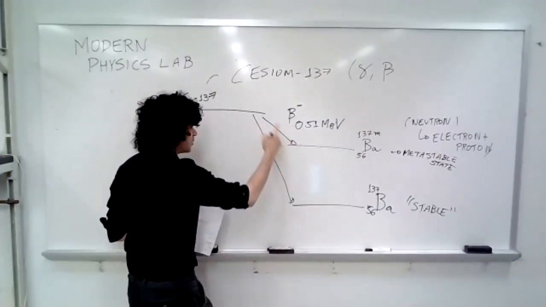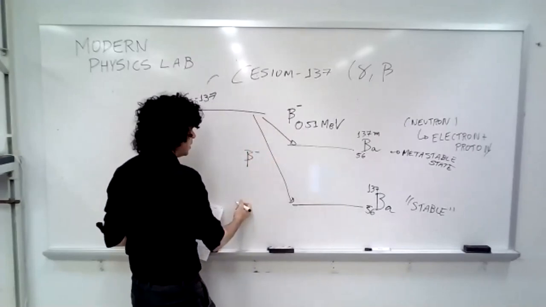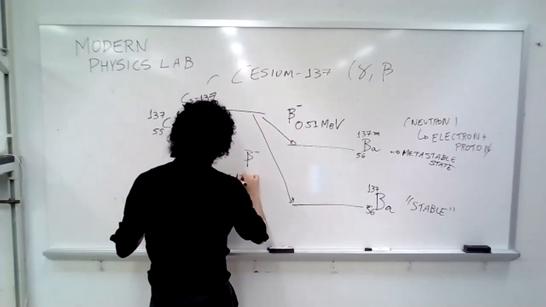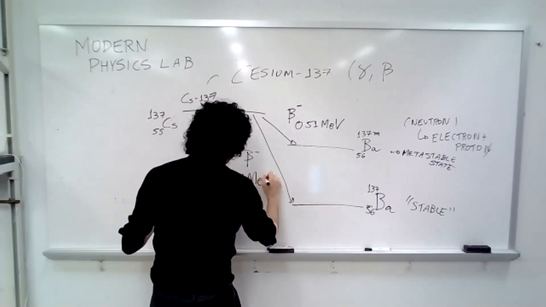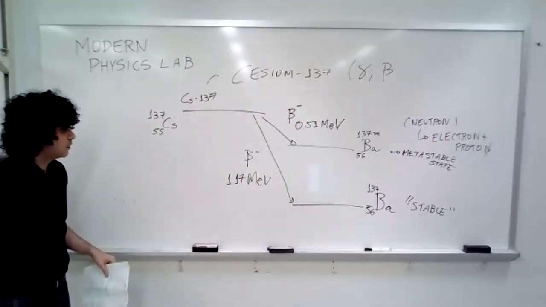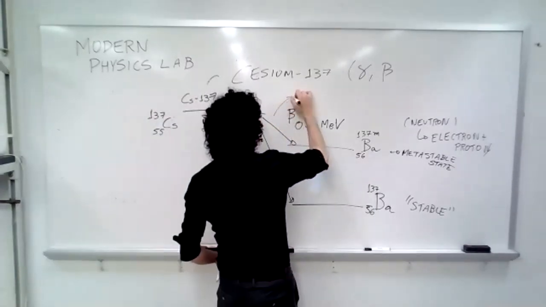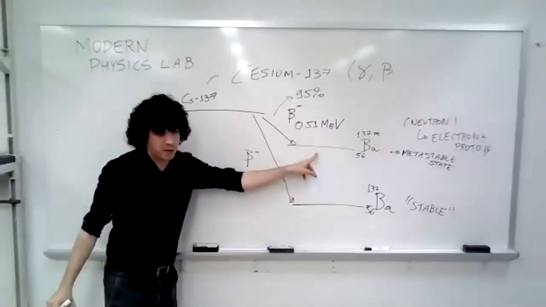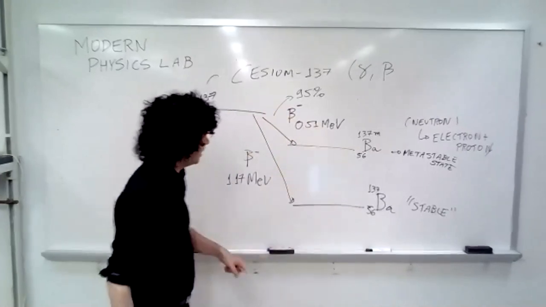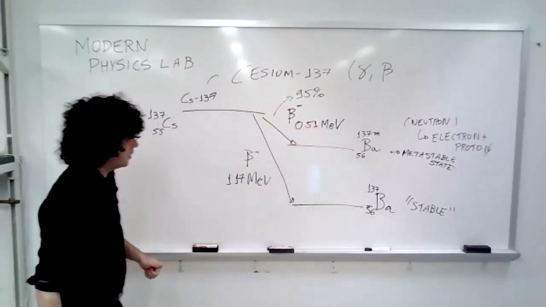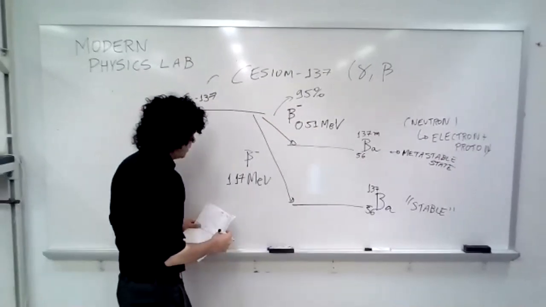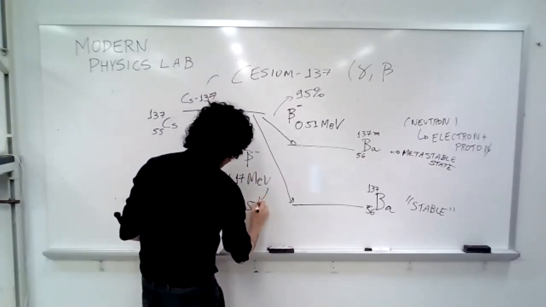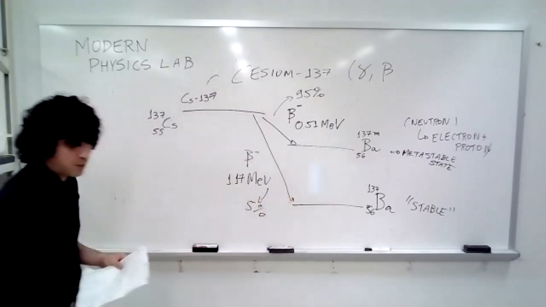And when in this decay, it also emits beta particles with a higher energy. But I should look here, it's 1.17 mega electron volts. So there are two paths, and 95% of the time, the cesium atom decays into the barium atom via this path to the metastable state of the barium atom. And that means 5% decays into the stable state.